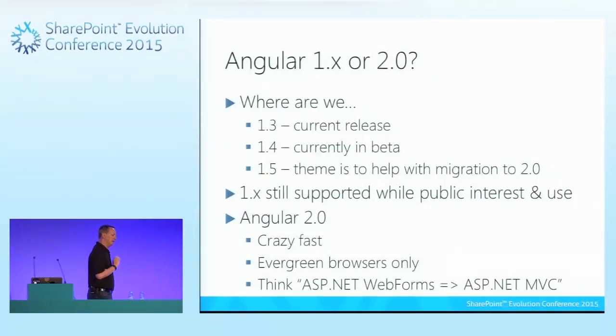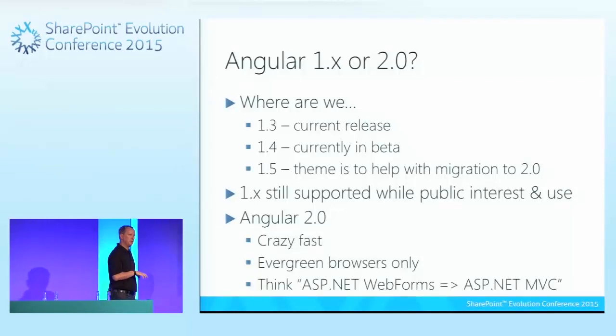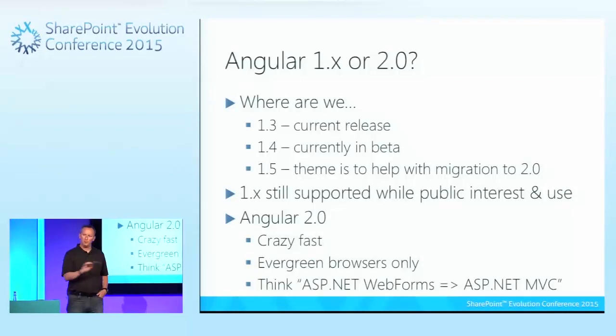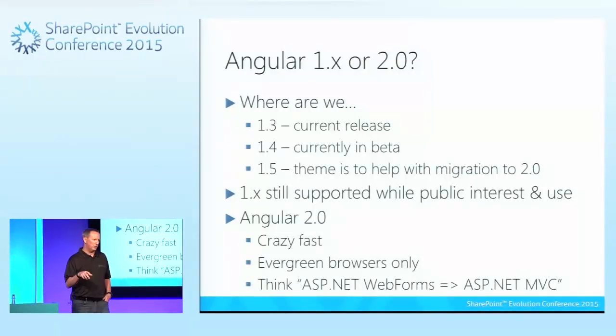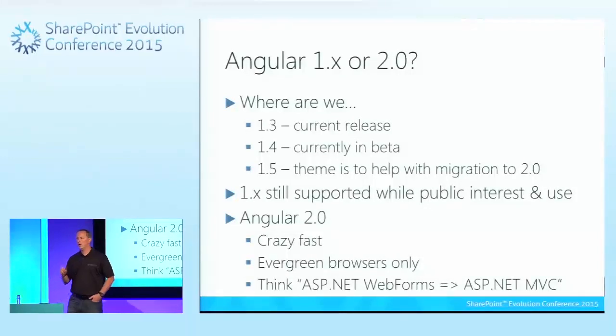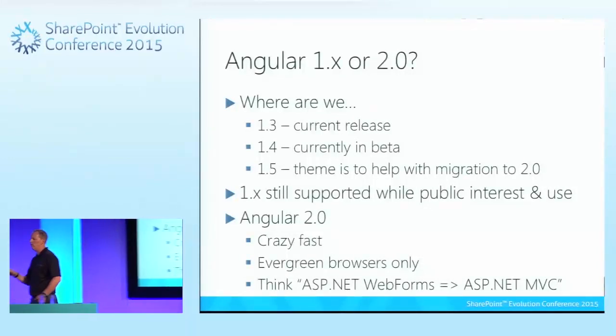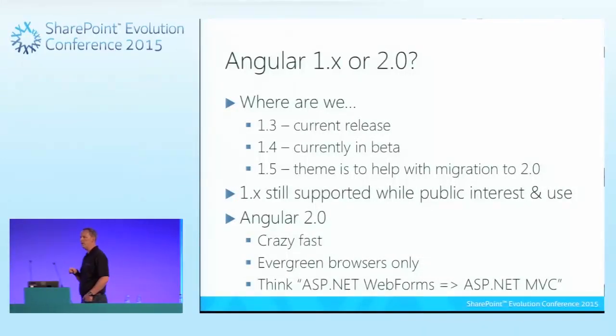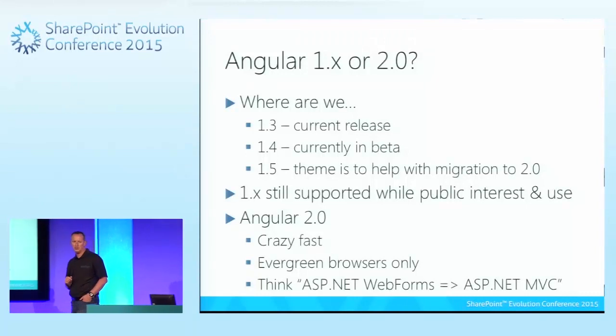So let me talk a little bit about the differences between where we are today with Angular, just real briefly. If you want to see more information on this, I'll have some stuff for you later today or tomorrow if you just watch my blog. It's just andrewconnell.com. So where are we today? Well, right now, the current version of Angular is 1.3. 1.4 will come out sometime in the next few weeks. It's available as a release candidate right now, but it's coming out very soon.